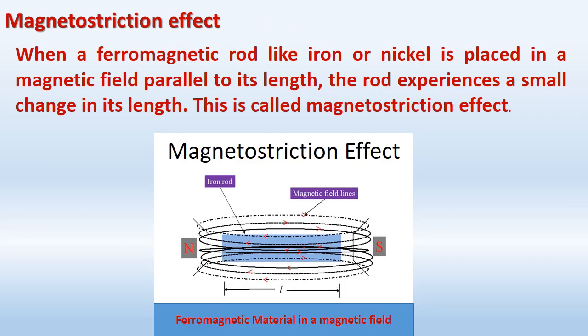When a ferromagnetic material like iron or nickel is placed in a magnetic field parallel to its length, then the rod experiences a small dimensional change. It either expands or contracts. And this dimensional change that takes place to the ferromagnetic material when it is kept in a magnetic field is termed as magnetostriction effect.